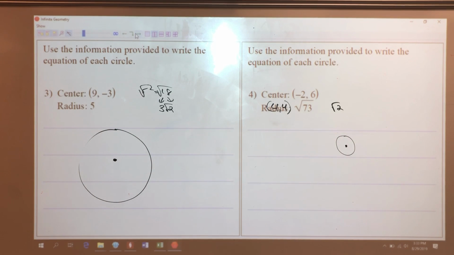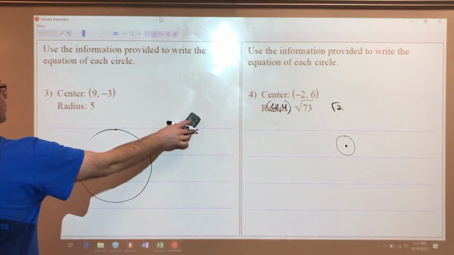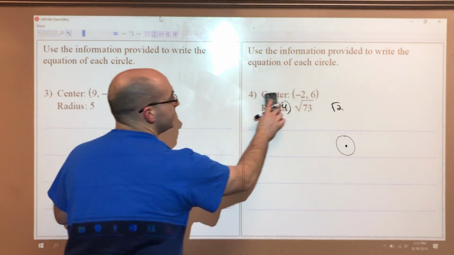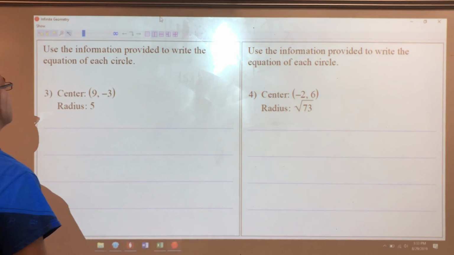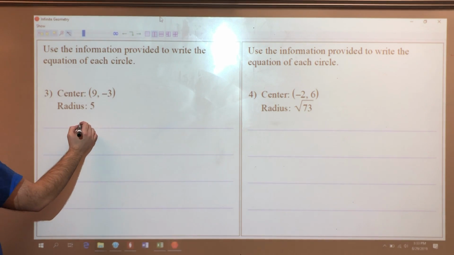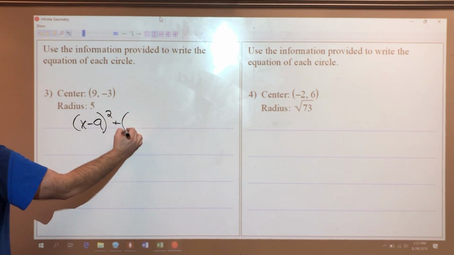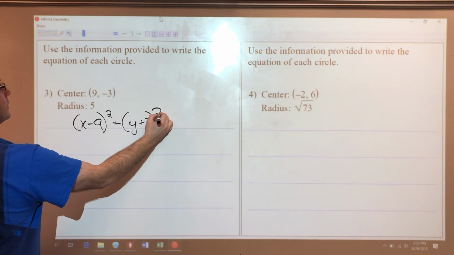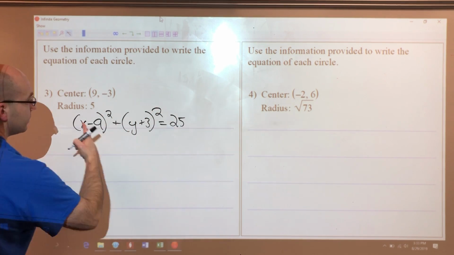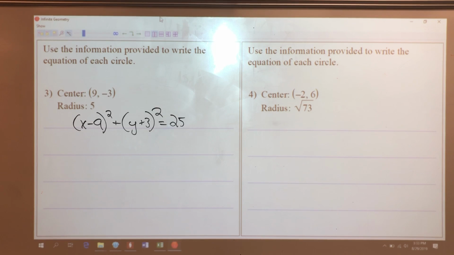Next 2 problems are really super simple. I'm giving you the center of the circle and the radius. Remember what the formula is. This is really just plug and chug. The center of the circle is 9, -3, so I've got x minus 9 squared plus y plus 3 squared equals 25, because the radius is going to be squared. Go ahead and stop yourself, and try to get number 4.